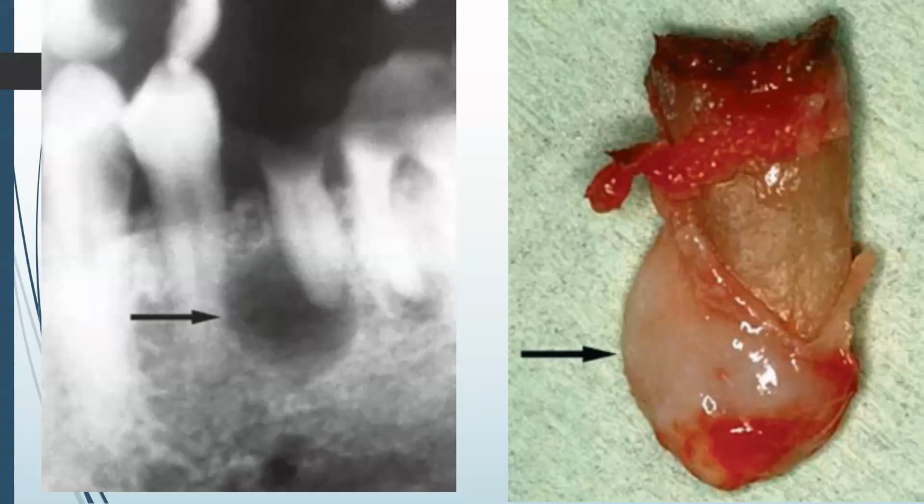And also you can see here, this is a well corticated cyst. That's a cropped panoramic view, and you can see very well the sclerotic border around the lesion. Whenever there's a sclerotic border on the lesion, then you can close your eyes and say that most likely it is a radicular cyst. And you see that the tooth has been removed, and you can see the cystic lining.